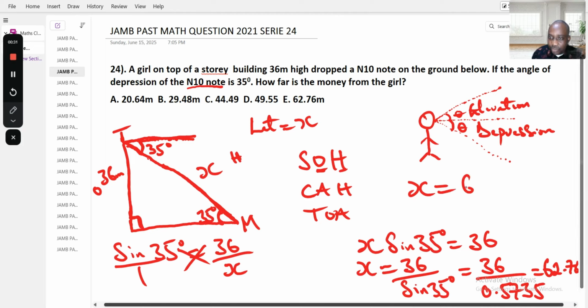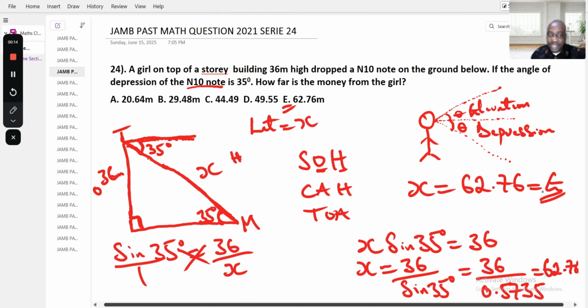So it is going to give us 62.76, 36 divided by 0.5735. Do we have 62.76 there? Yes. Our final answer is what? E. Final answer is E. Let's move to the next question.